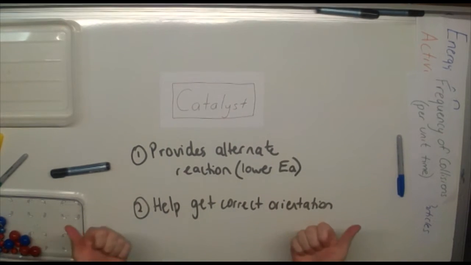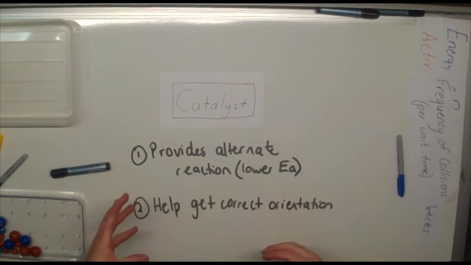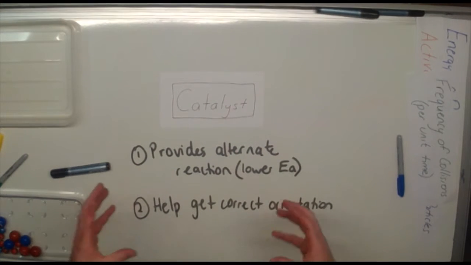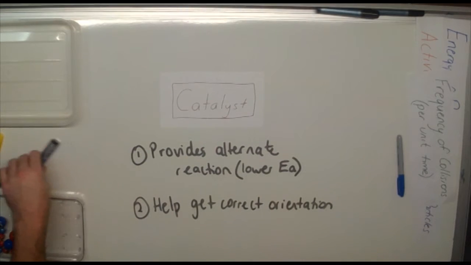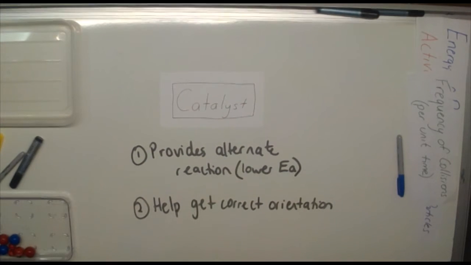Catalytic converters in cars are a really good example. You have a honeycomb structure which has a very high surface area that causes particles to stick to the surface of it, which means that when the other particles come in, they actually hit in the correct orientation straight away. So we can represent that a couple of ways.